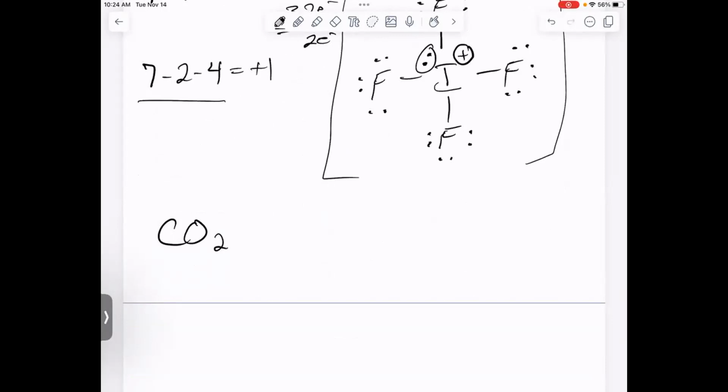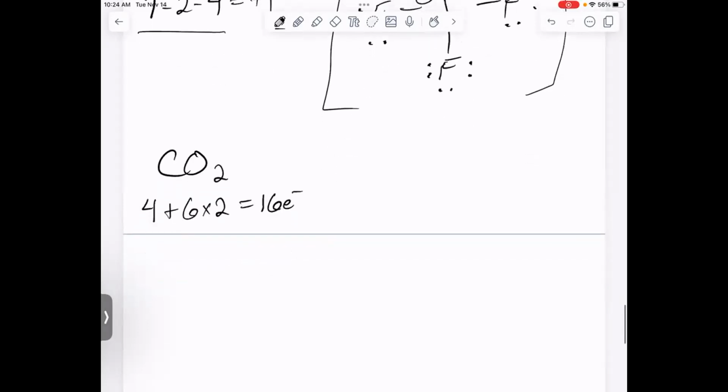Carbon has how many valence electrons? Based on where it is in the periodic table, should be 4, right? Oxygen's got 6, and we have 2 of them. So total, this should be 16 electrons. So the CO2 has 16 electrons. Central atom, it's going to be the first one listed. So carbon is our first element.